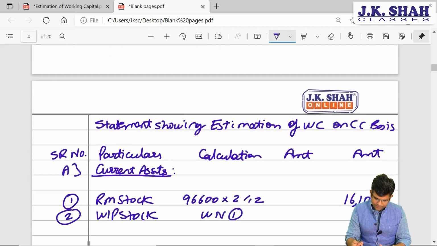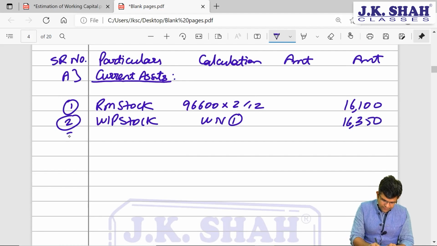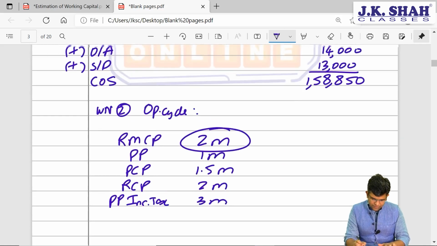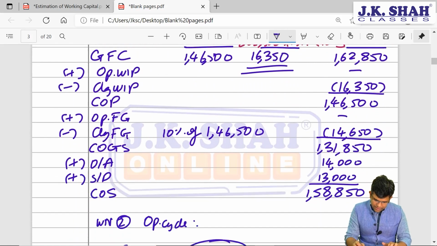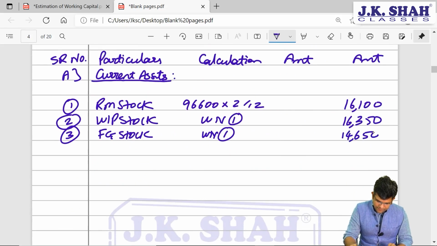So I'll write down here 16,350. Then students, we have got the finished goods stock, which also we have calculated in working note 1 itself, right? The finished goods stock that we have already calculated was 14,650, correct? 14,650. I'll write down here 14,650.